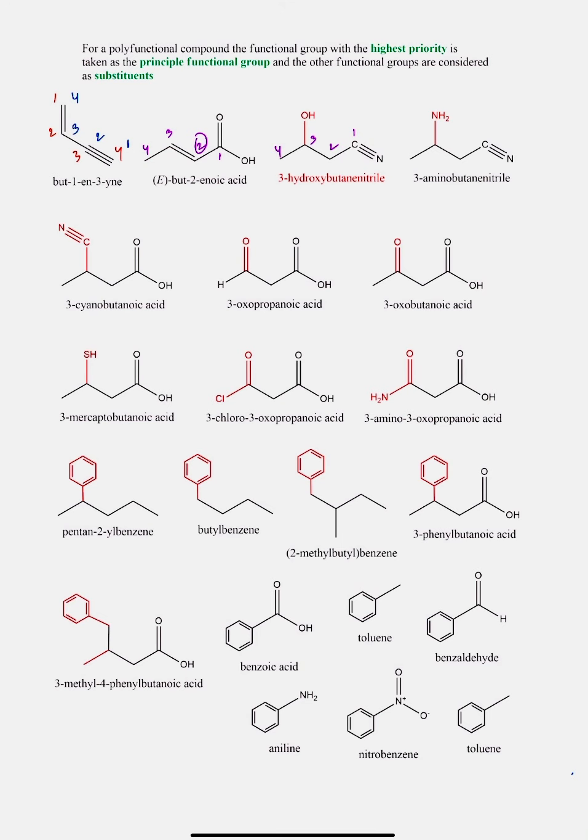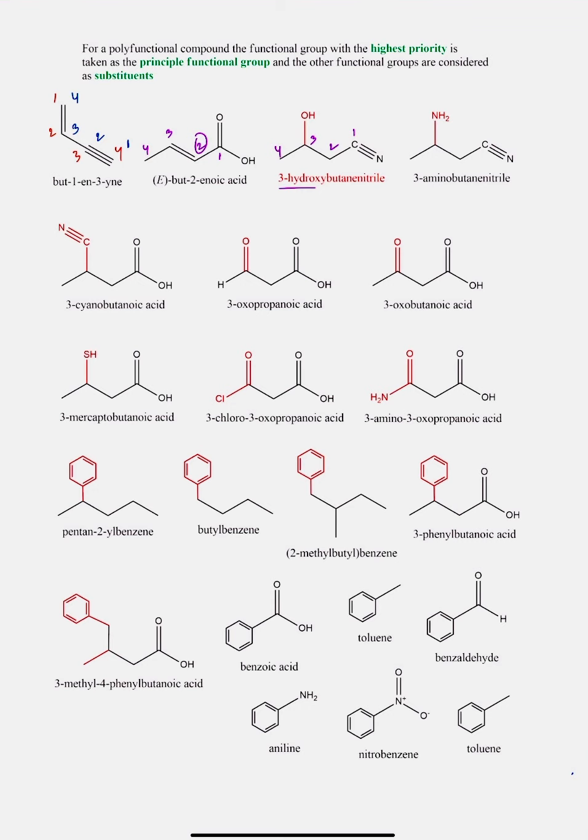After numbering, you get a total of 4 carbons. That's why the name butane. And because it is a nitrile functional group, the name ends with nitrile. That's why the name butane nitrile. And on carbon 3, you have an OH group attached, which is now a substituent. That's why we have 3-hydroxy. That's the name given here.